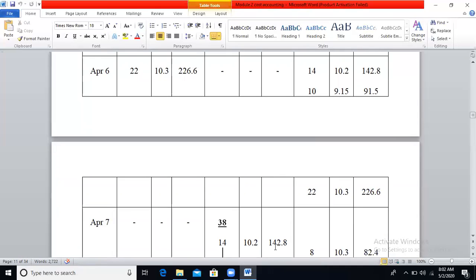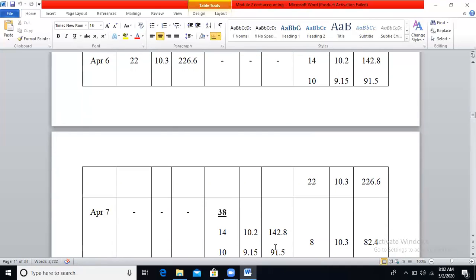The total value will be 142.8. So 14 units will be completely over. If you want further units, you will consider the next unit. So out of 38, if you issued 14 units, still you want 24 units. So I will move on to the next balance, that is 10 units. You will issue 10 units at what price? 9.15. The total value will be 91.5.